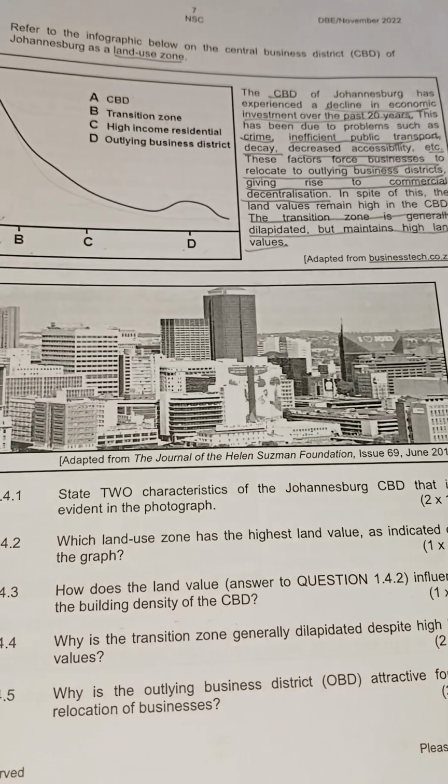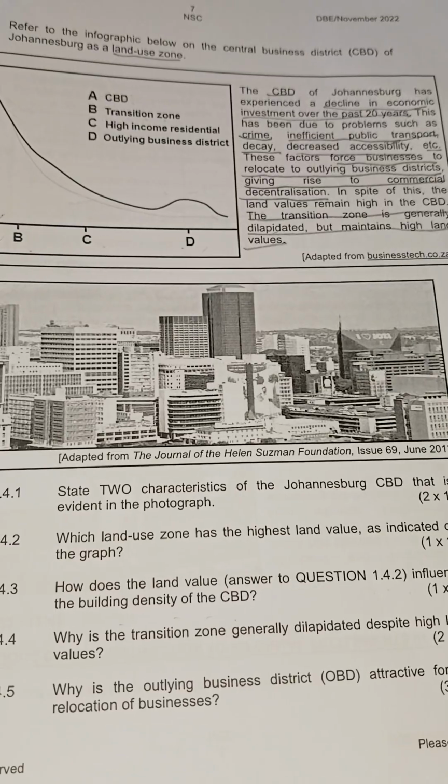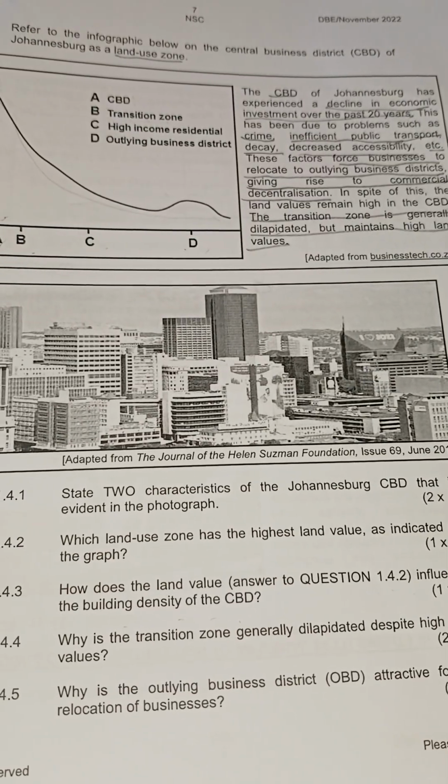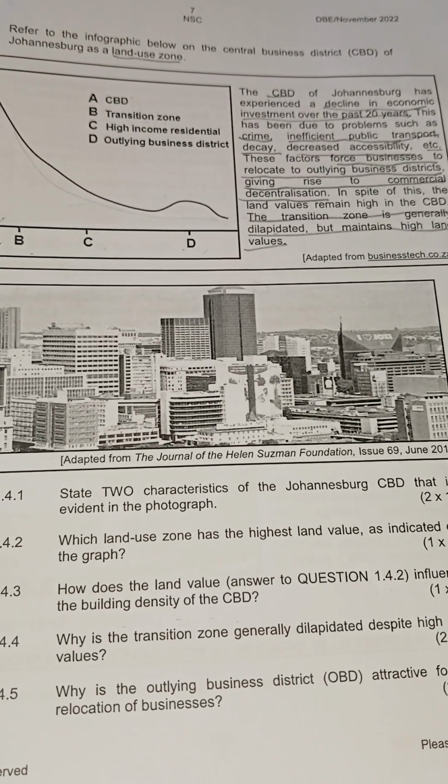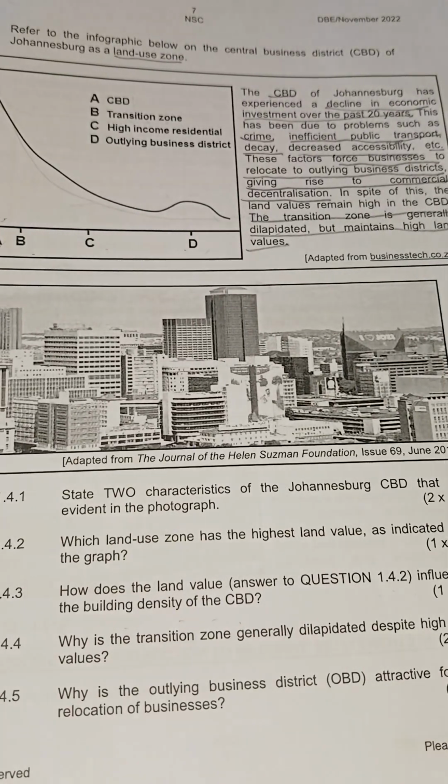Then what else? Also, landlords in the transition zone are hesitant to renovate. They don't want to renovate, because they know that at some point the CBD will expand. So they would rather save cost and maximize on selling their properties, knowing that the land values within the CBD are very high. That's basically what we are talking about.